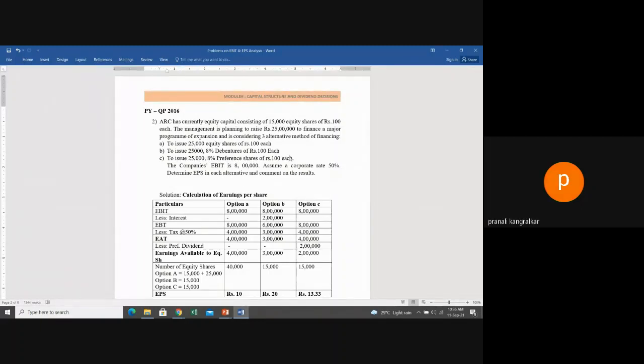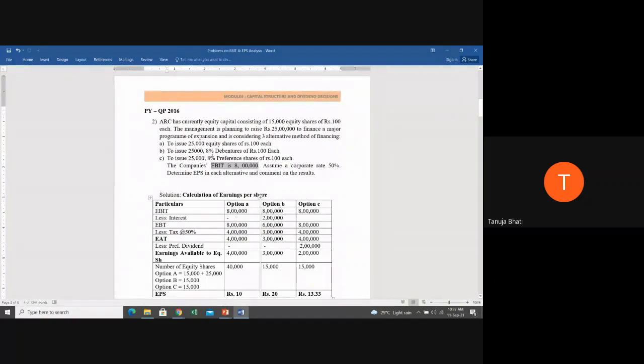Okay. So when you're solving, be very careful in knowing that in a particular option interest is to be eliminated, or in a particular option preference dividend is to be eliminated. So now we start solving options A, B and C. We start with EBIT, which remains the same for all the options, 8 lakh rupees for each option, less interest. For option A, there is no interest. Why? Because the entire 25 lakhs is raised through equity shares.